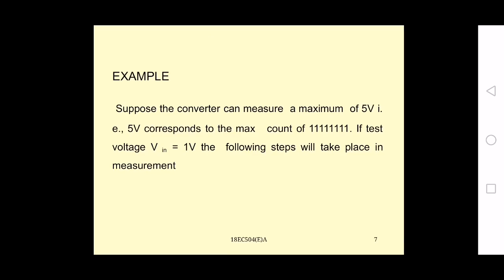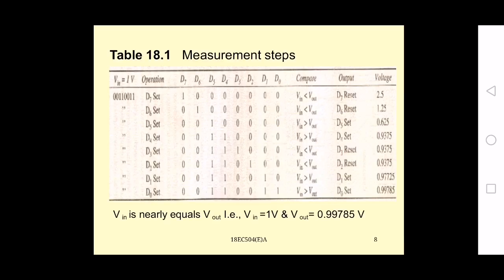Now I am taking a real world example of how the successive approximation register type DVM works. I am taking a measurement where 5 volts corresponds to the maximum count of all ones, and my test voltage, that is the unknown input voltage, is 1 volt. The following steps will take place. So I am going to check the 1 volt, with the maximum count of all ones equal to 5 volts. The following steps show how we check the measurement through the successive approximation register.